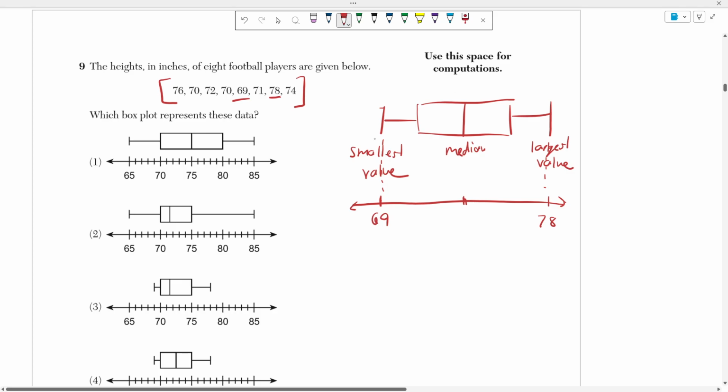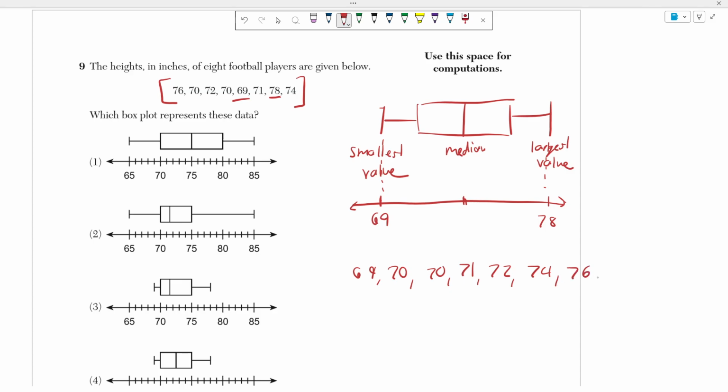And I know that my median, if I wanted to calculate it, well, I do need a calculator if I want to construct this graph, I would have to arrange my data from least to greatest. So 69, 70, 71, 72, sorry, there's actually two cases of 70. So it's 69, 70, 70, 71, 72, 74, 76, and 78. So this is my data from least to greatest.